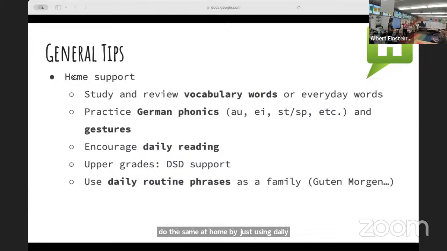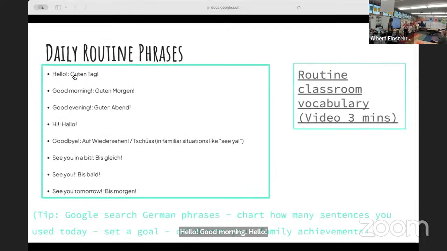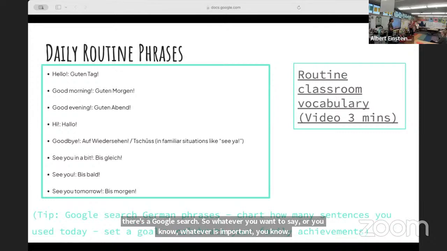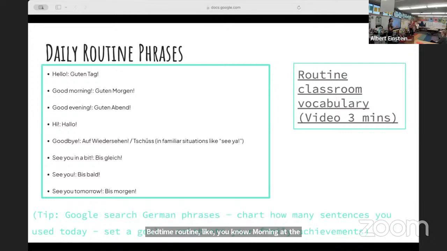Guten Tag, hello; guten Morgen, good morning; hallo; auf Wiedersehen; tschüss; bis gleich, see you in a bit; bis bald; bis morgen, see you tomorrow. So these phrases, whatever it is that you are saying at home on a regular basis, you might want to think, what can I translate? What can I easily incorporate to just make it a routine? Because those will stick. And these are just random ones from a Google search. So whatever you want to say, or whatever is important, bedtime routine, morning routine at the breakfast table, it doesn't matter what it is, but just having this routine.